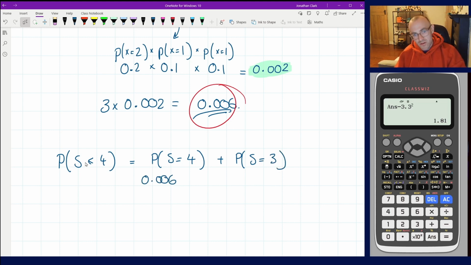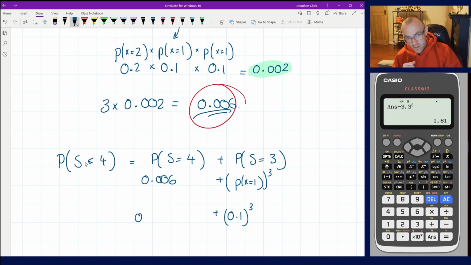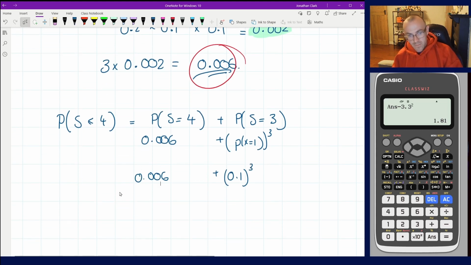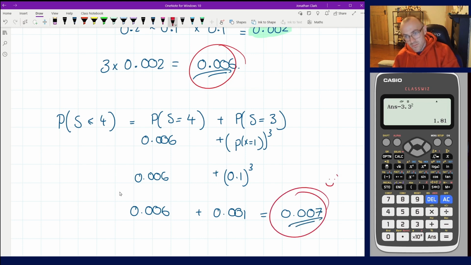We've already worked this out. We just need to work out the probability of the score being 3. Rolling 3 1s would just be the probability of getting 1 times itself 3 times. I think we are going to get 0.007 from that. Nice.